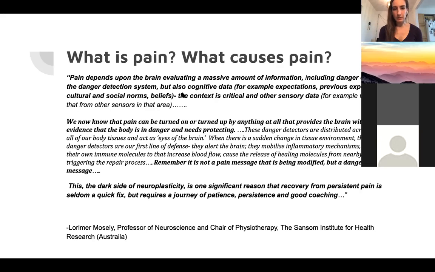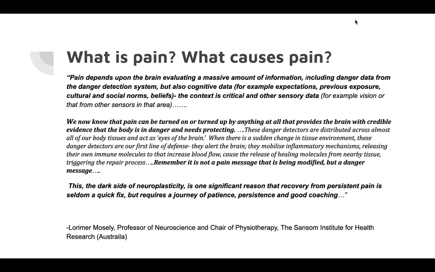Pain, I'm just going to read some of the key points. Pain depends upon the brain evaluating a massive amount of information, including danger data from the danger detection system, but also cognitive data. That cognitive data can include expectations, previous exposure, cultural and social norms, beliefs. The context is critical, as well as other sensory data. We know now that pain can be turned on or turned up by anything at all that provides the brain with credible evidence that the body is in danger and needs protecting. Remember, it is not a pain message that is being modified, but a danger message.